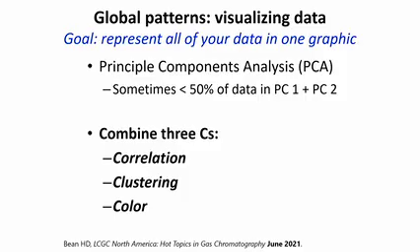So as I said, sometimes PCA shows you less than 50% of your data if you're just looking at PC1 and PC2. And so what I'm going to highlight is the ways that we combine the 3 C's, correlation, clustering, and color, in order to be able to get some global analyses of our entire data set in a single picture.